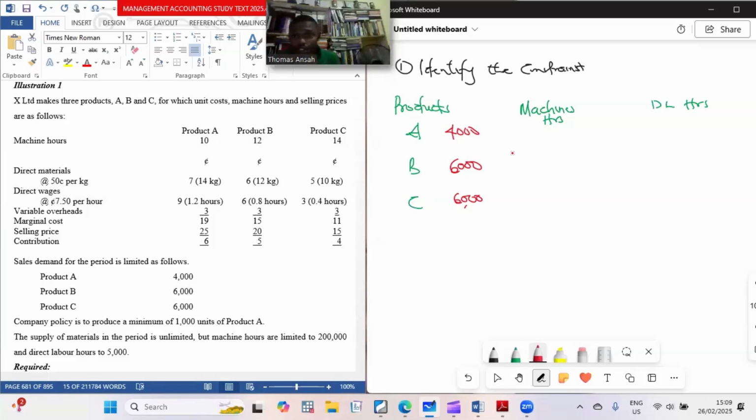Then here, the hours, you need 10. So if here is 10, then here is 40,000. Because when we total, we are told that the machine hours is limited up to 200,000, and the direct labor hours is limited up to 5,000. So we want to see which one is the limiting factor. This one is 12 machine hours, this one is 14 machine hours. So 12 by 6 gives me 72,000.